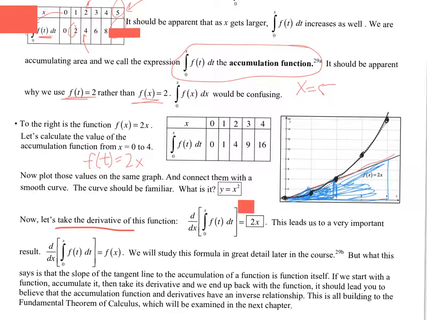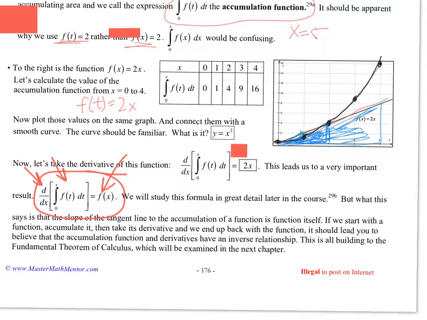That is important. The derivative of the accumulation function is the function itself. So what we're saying is the slope of the tangent line, the derivative, of the accumulation function is the function itself. Like I said, if we start with a function, we accumulate it, then we take its derivative, we end up back with the function. So that should start your wheels spinning that the accumulation function and the derivative have some form of inverse relationship. And they do.